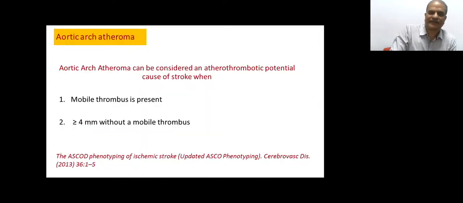Aortic arch atheroma is another area where we often miss out. A patient coming with a stroke without diabetes or hypertension, with a stroke where there's nothing else, you have to closely look at the aortic arch. And you might see a mobile thrombus sitting in the aortic arch, which is throwing up emboli. Or even if there is no large thrombus, any atheroma which is more than 4 mm can be considered as an etiology for that particular stroke, if there is nothing else anywhere else.